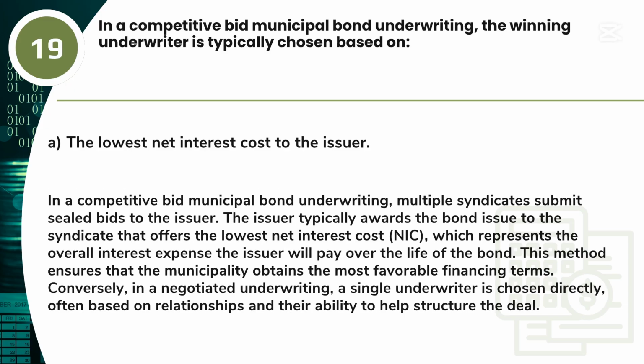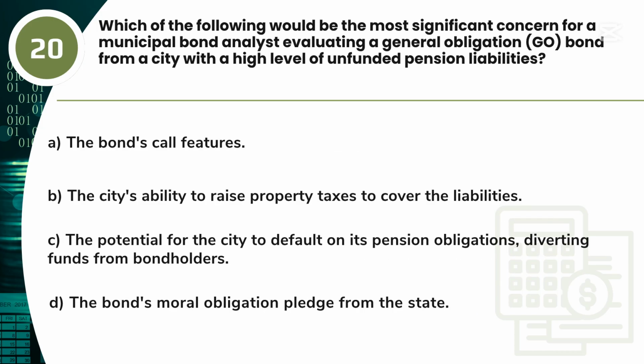Answer: A. The lowest net interest cost to the issuer. In a competitive bid municipal bond underwriting, multiple syndicates submit sealed bids to the issuer. The issuer typically awards the bond issue to the syndicate that offers the lowest net interest cost, NIC, which represents the overall interest expense the issuer will pay over the life of the bond. This method ensures that the municipality obtains the most favorable financing terms. Conversely, in a negotiated underwriting, a single underwriter is chosen directly, often based on relationships and their ability to help structure the deal.